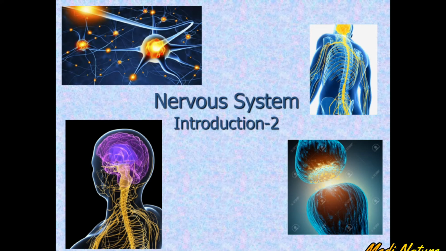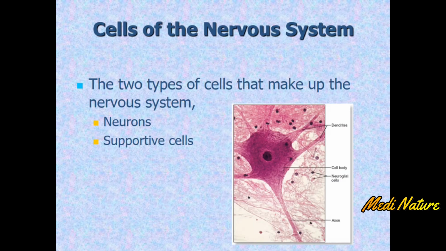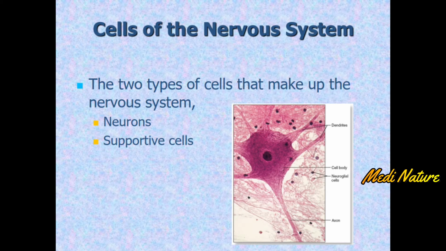This is the continuation of the lecture on the introduction of the nervous system. Here we are going to talk about the cells of the nervous system. When we are talking about the cells of the nervous system, there are two main types of cells that make up the nervous system. Those are neurons, or the excitable cells, and the supportive cells, which are non-excitable cells.